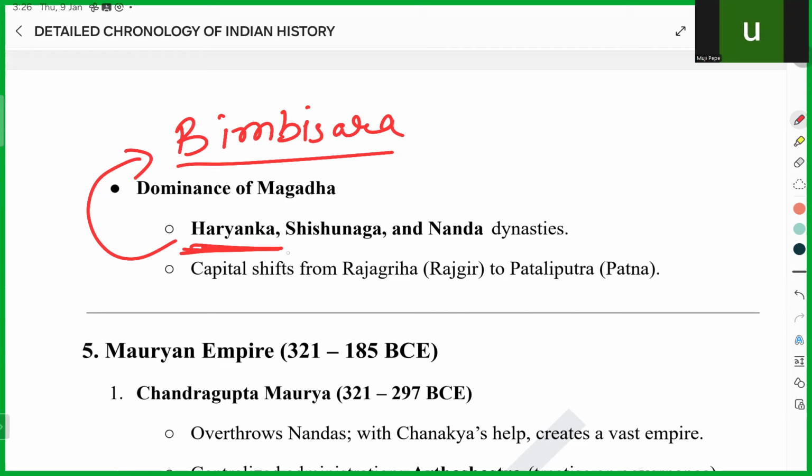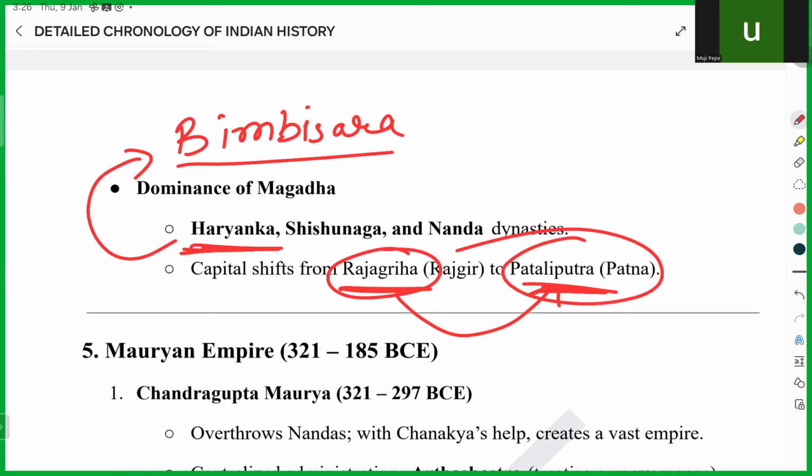Then they shifted the capital from Rajgriha to Pataliputra because of a strategic choice. Rajgriha was also an excellent choice. Why? Because it was between mountains. It was not very easy to climb Rajgriha. And Pataliputra was important. Why? Because it was fertile and it was a water fort. It was bounded by rivers on three sides, so it was not easy to attack.